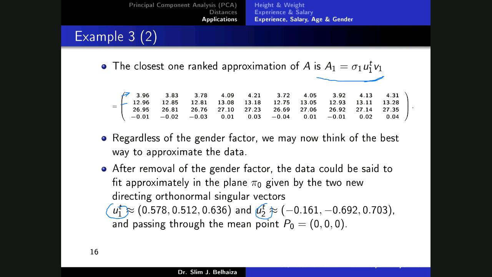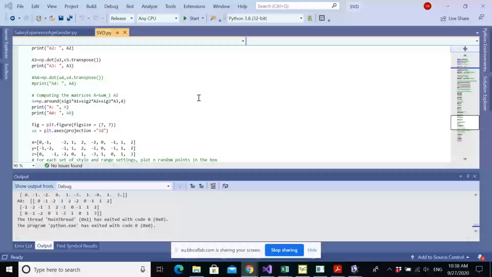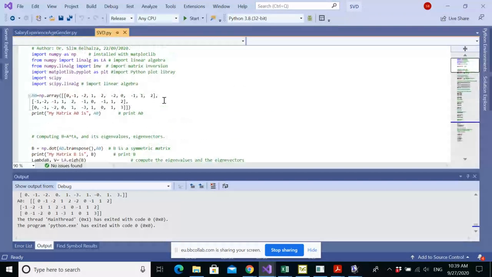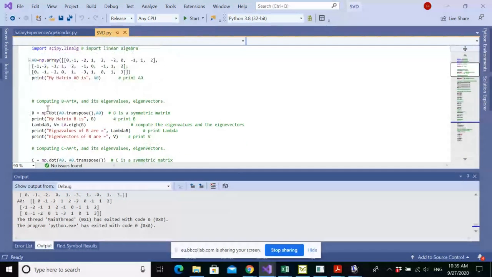Okay, so hopefully everyone is going to be able to see this. So what I did here, Shabab, I'm following step by step. Here you see that I entered the A0 matrix, the data matrix. Now in the next step, I computed B, which is ATA.